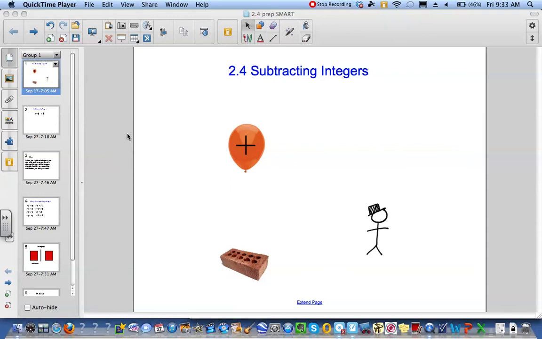Section 2.4, subtracting integers. When you're subtracting integers, it can be difficult for some students to understand how we go about the process of subtracting integers. So I thought that I might start with a little bit of a demo here.